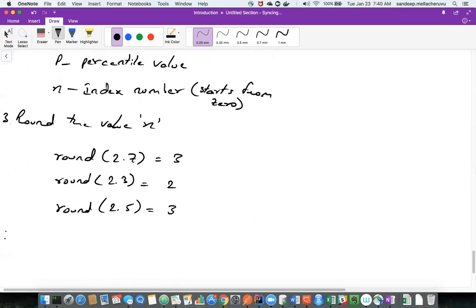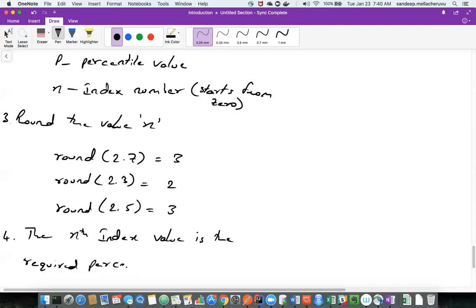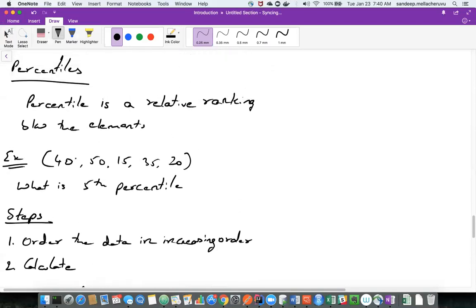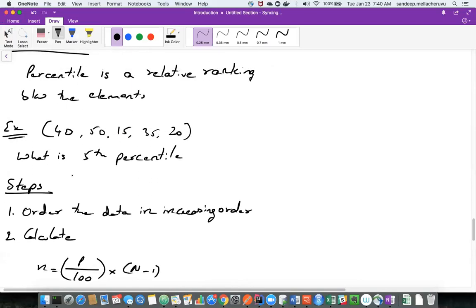Then the final step is the nth index value is the required percentile. Now let's solve the problem, then we'll get to see how these steps work together.